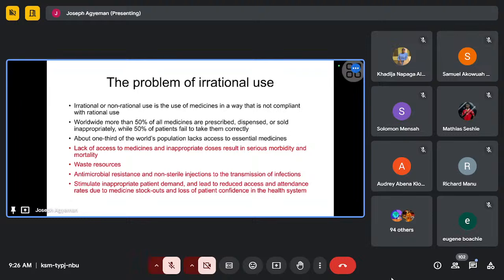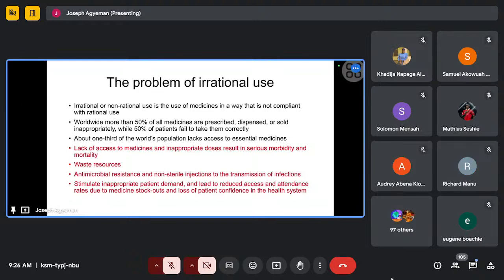Why are we saying that? If you consider the global perspective, you realize that when it comes to those who prescribe, those who dispense, and those who use the medication, the consumers themselves, 50% of them do not follow the principles of rational use of medicines. And therefore, they always prescribe, dispense, or use drugs irrationally. That is 50% irrationally. That's a huge problem.